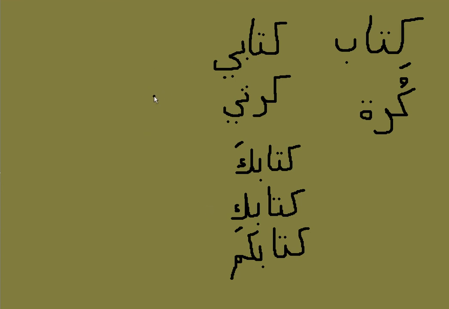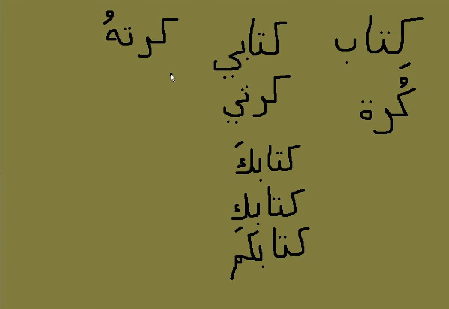What else we got? We have his. Let's start doing kura again. Kuratuhu. His ball. And this is just a ha at the end there. Kuratuhu. That's it. Remember, this is the dhamma. It signifies the u. Kuratuhu.